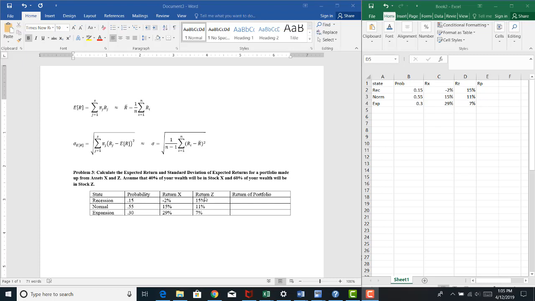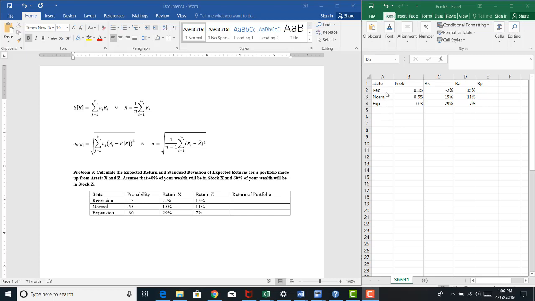So you have that. Now what we're going to do is put these stocks together in a portfolio and show the importance of diversification. We have an extra column here that says the return for the portfolio, and what we need is to find the return for the portfolio in each economic state. In order to do that, we need weights for each asset in our portfolio. Part of the question is to assume 40% of your wealth will be in stock X and 60% of your wealth will be in stock Z.